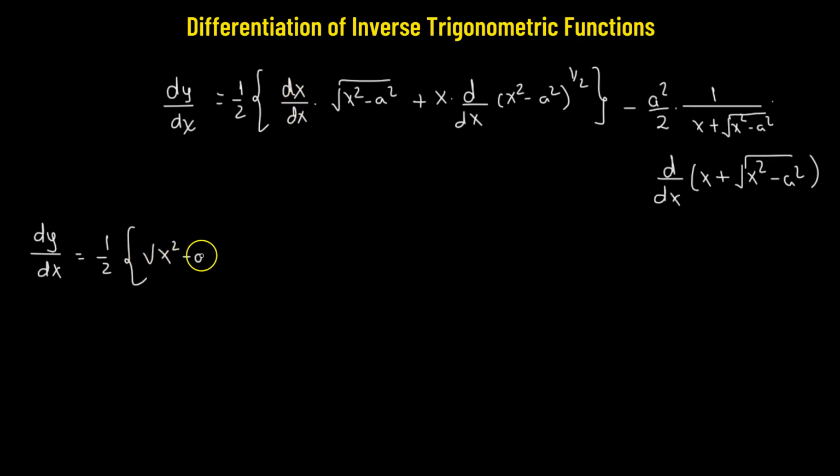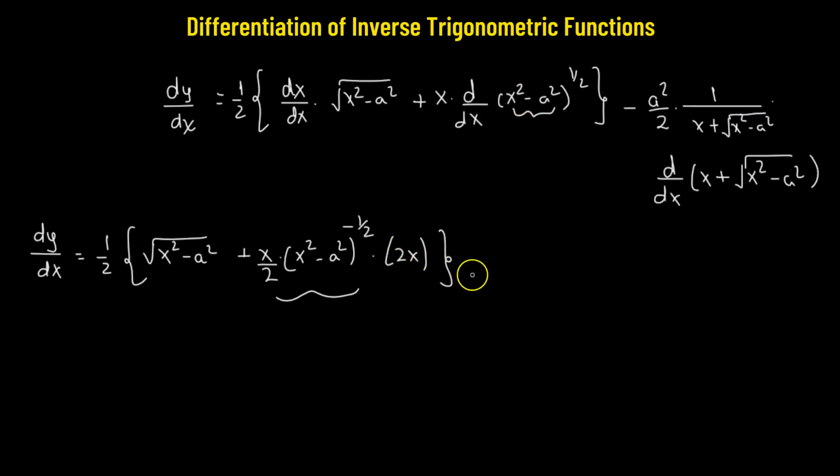So we have square root of x squared minus a squared plus x times, so let's apply the power rule here. So we have 1 over 2 times x squared minus a squared raised to the power of half minus 1, so that's negative half. But we have to apply the chain rule as well. So chain rule means taking the derivative of x squared minus a squared and multiplying it to this value. So the derivative of x squared minus a squared will be simply 2x minus, let's combine them.